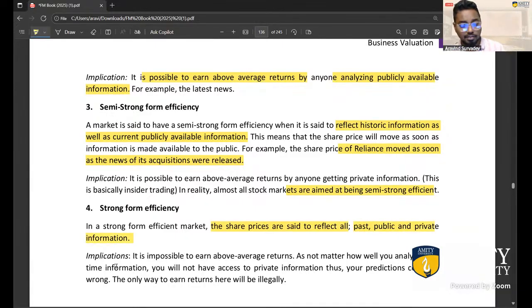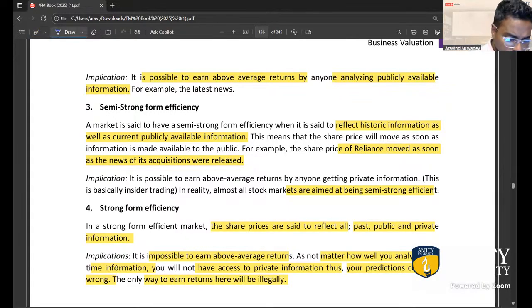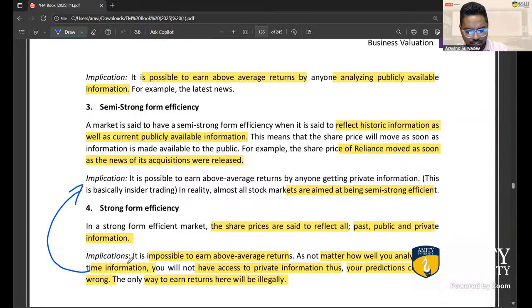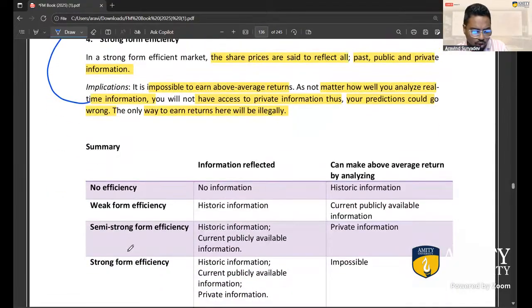You can't really win in that market. It is impossible to earn above average returns, no matter how well you analyze real-time information. Doesn't matter. Yeah, you will not have access to private information, thus your predictions could go wrong. Even if you did have access to private information, the only way to earn returns here would be illegally. Well, guys, that applies to semi-strong markets, private information, not to strong form efficiency. I think that table is slightly wrong.